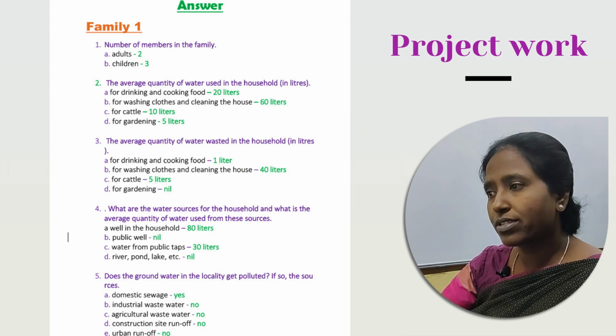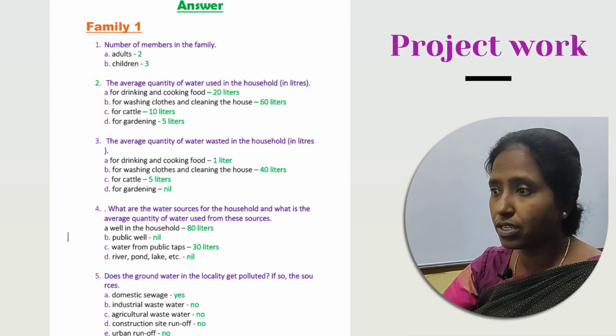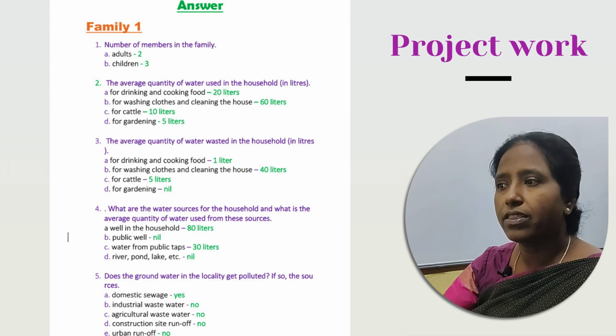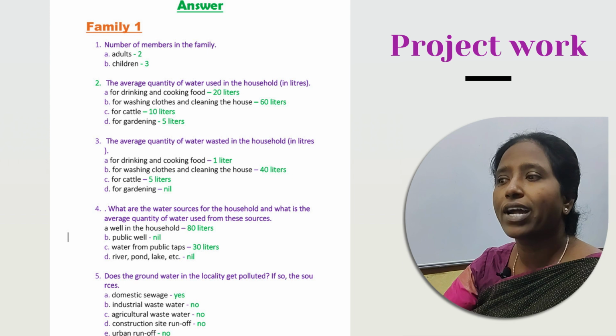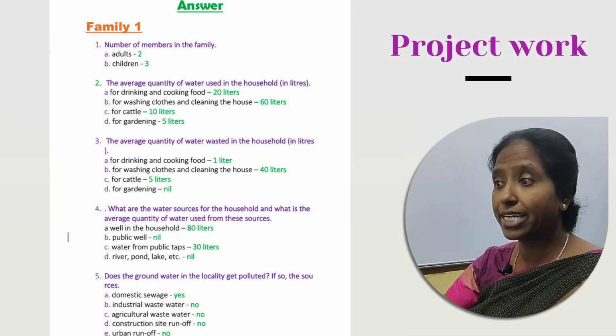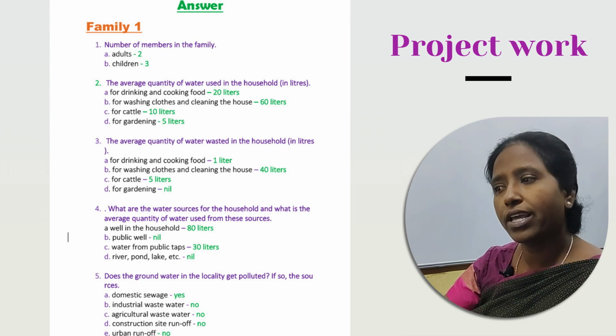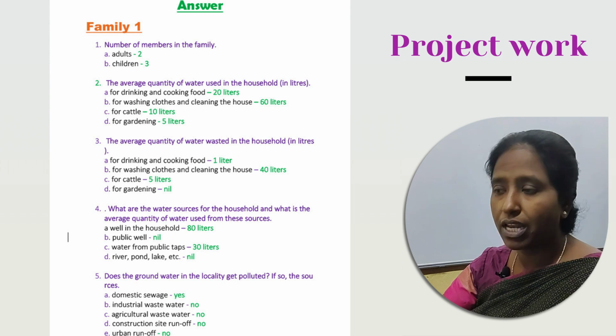What are the water sources of the household and what is the average quantity of water used from these sources? Well, in the household, 80 liters. Public well, no. In their locality, no public well is there. Water from public taps, how many? 30 liters. River, pond or lake, no. They are getting water from public taps and the well in the household.